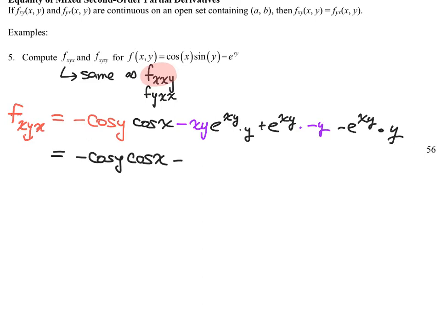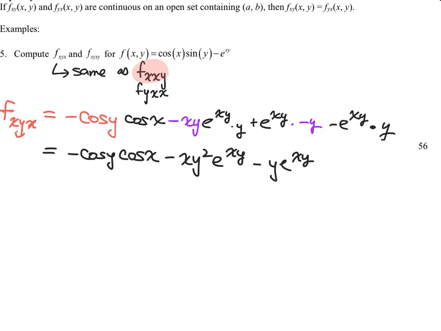Second part, I'm going to write it as negative x y squared e to the xy, minus y e to the xy, and then minus another y e to the xy. So those can be consolidated. So maybe you do that all in one step. Yep. Drop my pen.